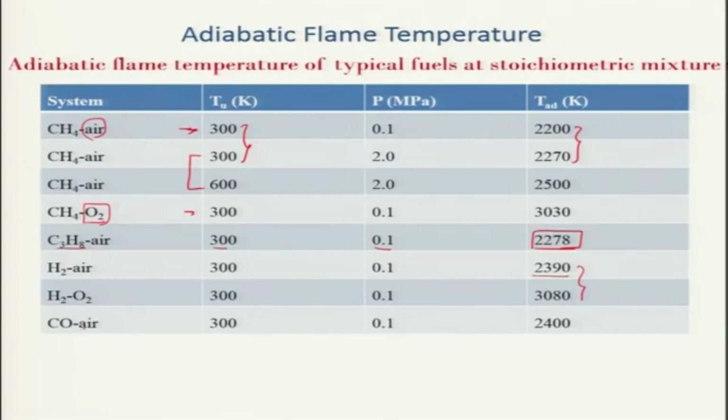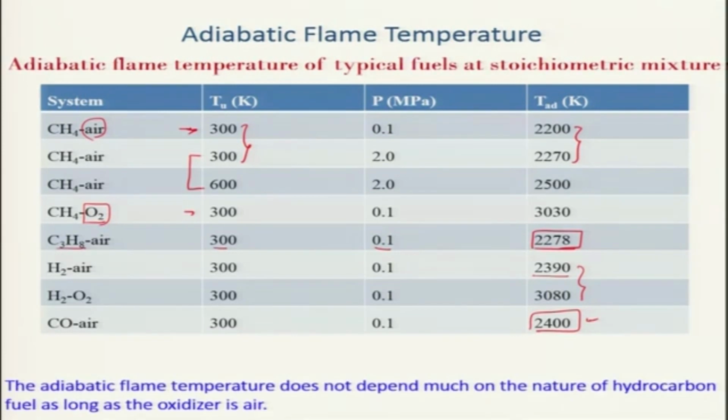And of course, the carbon monoxide air has a higher temperature as compared to the methane air, which is very surprising maybe for you people. So, keep that in mind, and later on we could see some of the propellants, what will be the temperature. Later on I will discuss. So, adiabatic temperature does not depend much on the nature of the hydrocarbon fuel, as long as the oxidizer is air, and whenever the air is replaced by oxygen, the temperature will be much higher, and the pressure does not affect the adiabatic temperature much.